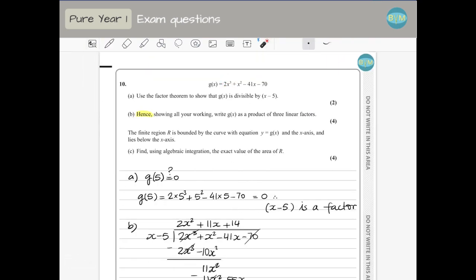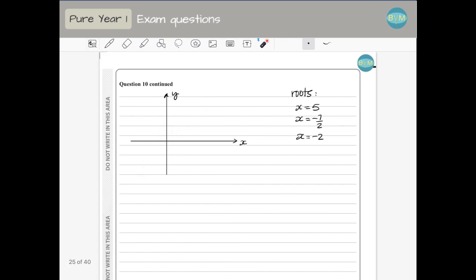The coefficient of x cubed is positive, so my graph is going to be doing this. Roots are minus 2, no, minus 7 halves is more to the left, so minus 7 halves, minus 2 and 5. So it's going to go up, and it's going to cross the x-axis here, here again, and at 5. So it's going to do something like this. This is my cubic graph.